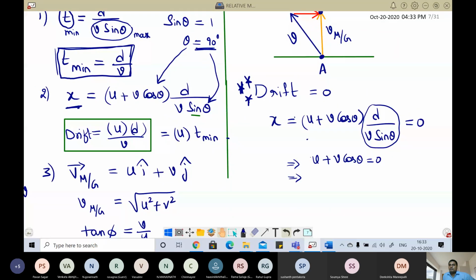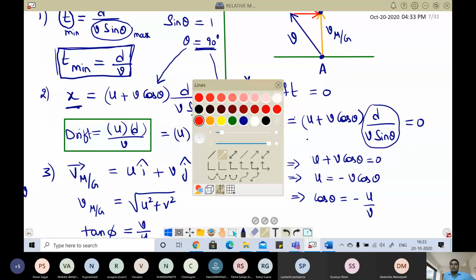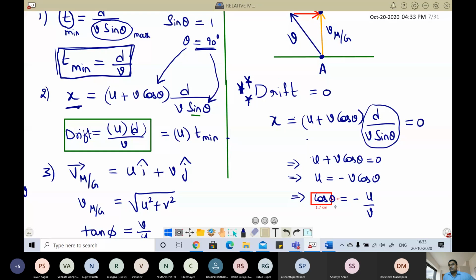Which implies u is equal to minus v cos theta, or this implies cos theta is equal to minus u by v. Very, very important formula: cos theta is equal to minus of u by v.